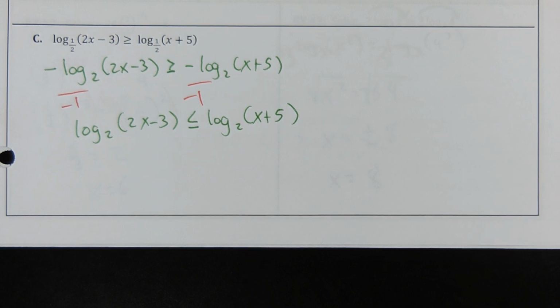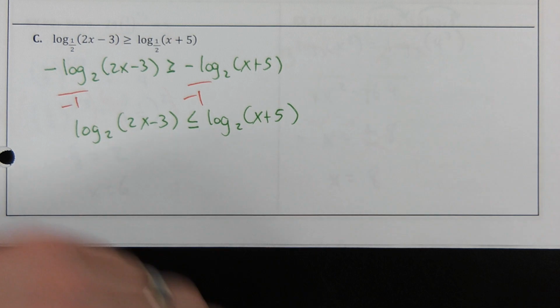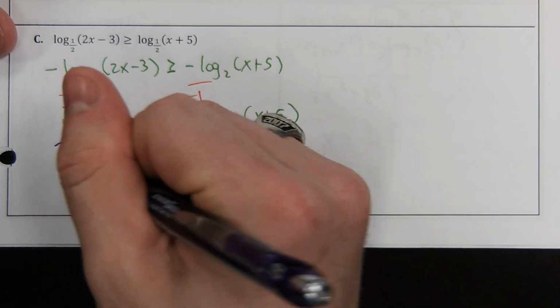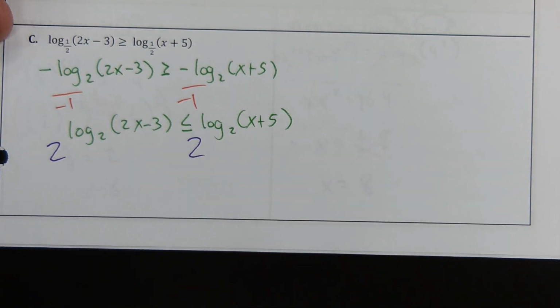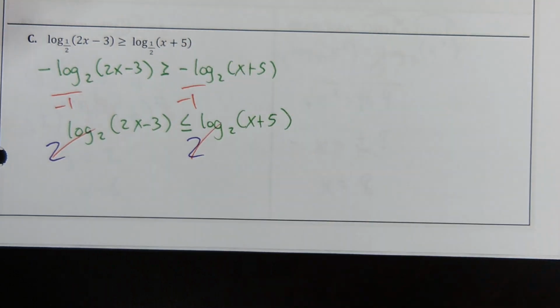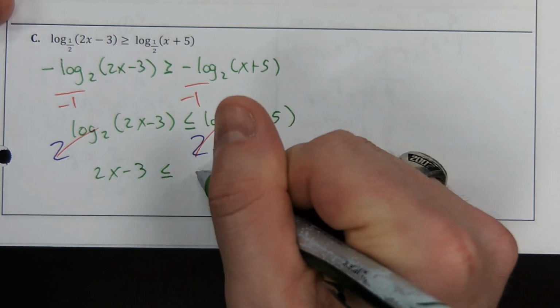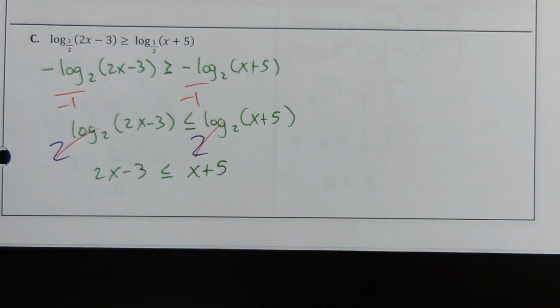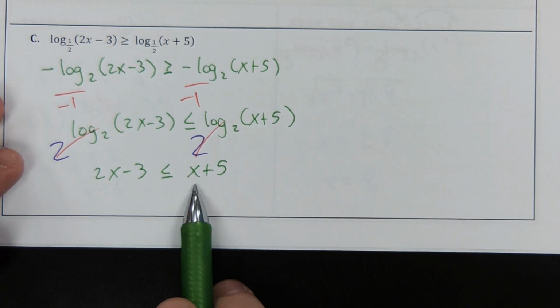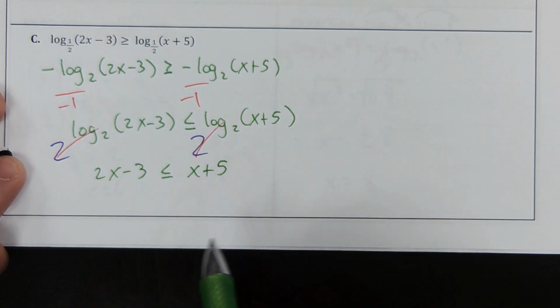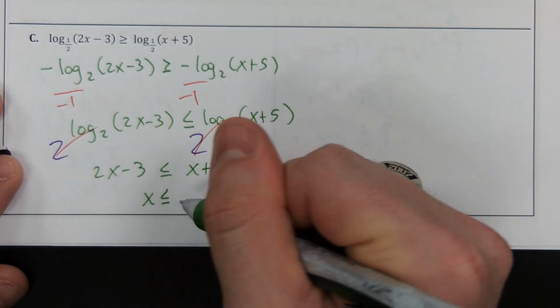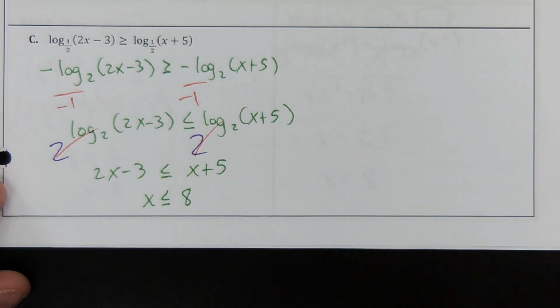Cancel your log base 2's with exponential base 2's, leaving us with 2x minus 3 is less than or equal to x plus 5. Subtracting x and adding 3 gets you x is less than or equal to 8.